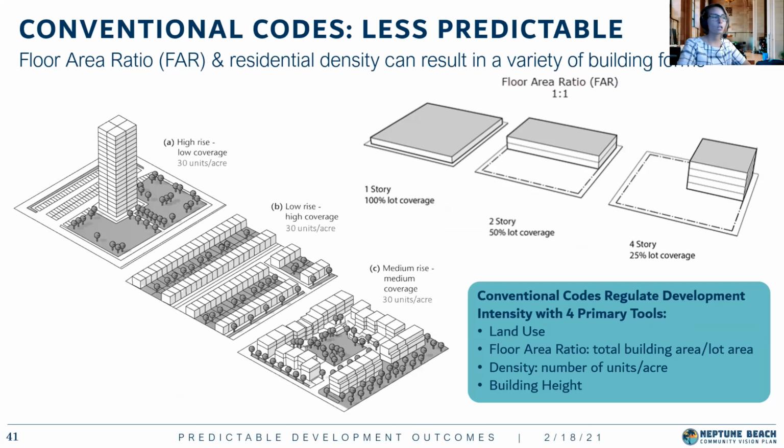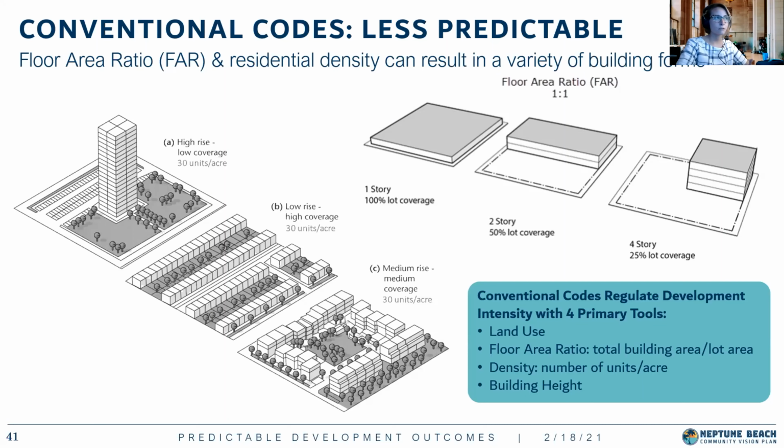One is land use. Another is floor area ratio, which is the total building area divided by the lot area. And then there's density, which is the number of units per acre, and building height. But what these diagrams show, I'll start with the diagram on the left, that's actually showing density. You can have a piece of property, say 1 acre, that these diagrams are showing, that have the exact same density, 30 units per acre, and still get 3 developments that look very different from each other.